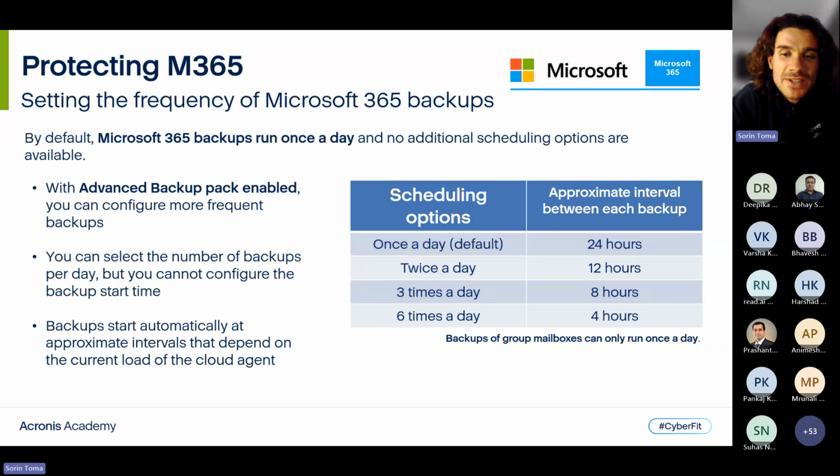You can only select the number of backups per day; they start automatically and depend on the current load of the cloud agent. But you can choose to back up data twice a day, 3 times a day, or even 6 times a day. Note that backups strictly related to group mailboxes can only run once a day. But for the others, you can set it up to 6 backups a day.